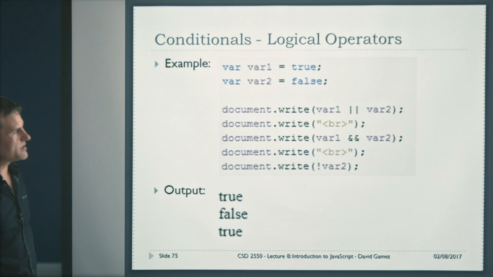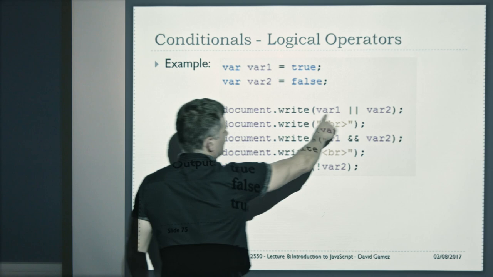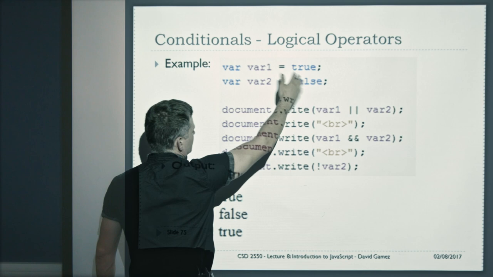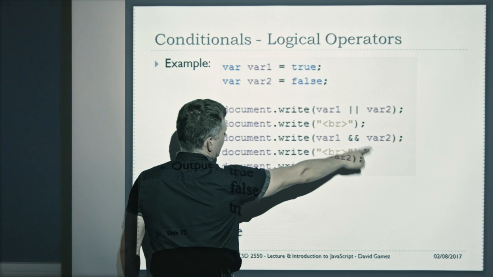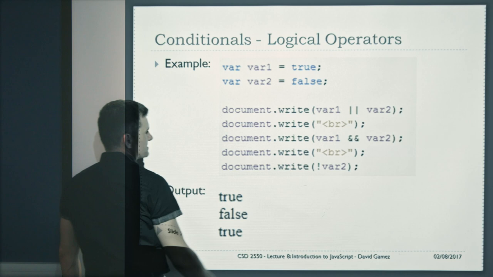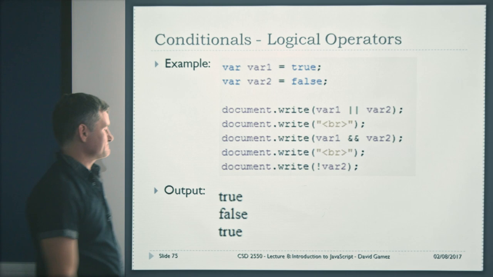So a couple of examples. We've got var1 equals true, var2 equals false. If we output var1 or var2, one of them is true. In this case var1 is true, so that's going to be true, right? And then we do an and comparison, var1 and var2. They're not both true, so that's going to be false. And if we do not var2, var2 is false, so not var2 is true.